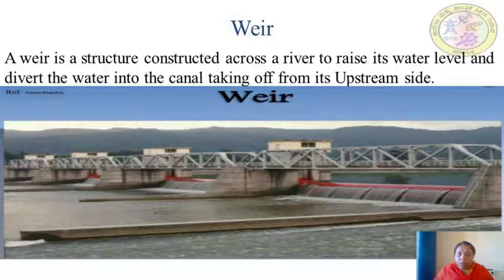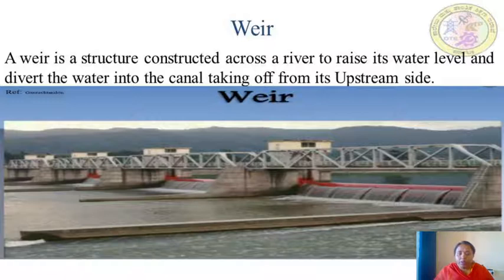So a weir is generally aligned at right angles to the direction of flow of the river. You can see here the direction of flow of the river in this direction, whereas the weir is built across it at right angles. So in brief, the weir is a hydraulic structure which is constructed across the river in order to raise the water and then divert it into the canal.